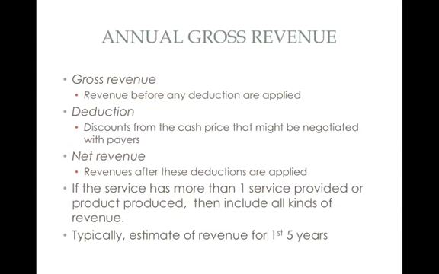Some definitions to quickly cover are gross or net revenue, which is the total amount of income you have collected prior to taking away any deductions or costs. A deduction is a discount from the cash price that may be negotiated with payers. Net revenue is the gross revenue after deductions are applied. For your proposals, all calculations and estimates should be for a period of at least 5 years.